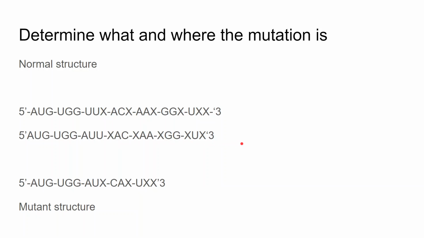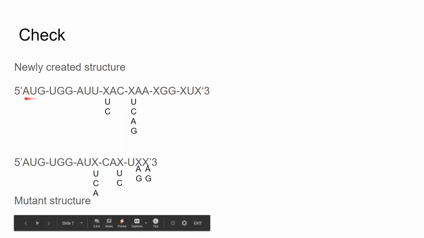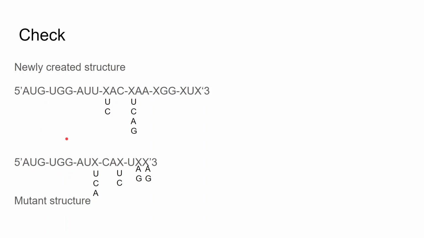Now we can determine whether or not this is correct by checking whether or not the new structure matches up with the current mutant structure. So we can check the newly created structure and see if it matches up with the mutant structure. So we have AUG and UGG, which matches up with this.